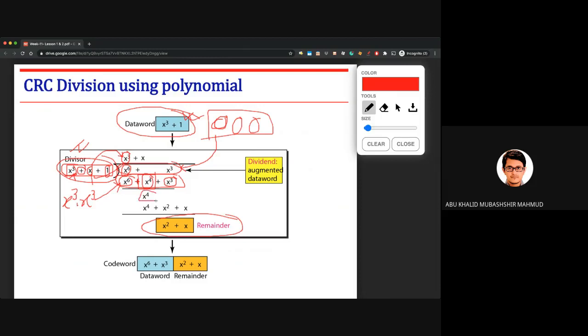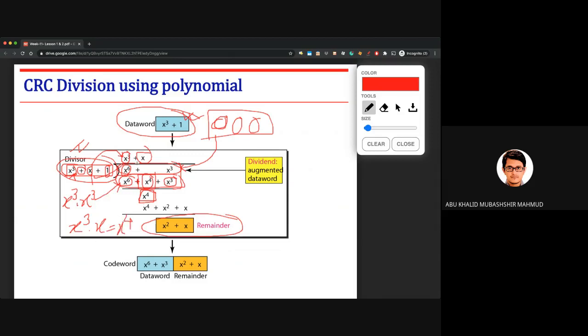So this is the result that we get from this calculation. When we try to divide x to the power 4, we need to multiply the divisor by x, because if we multiply x cube by x, we get x to the power 4.